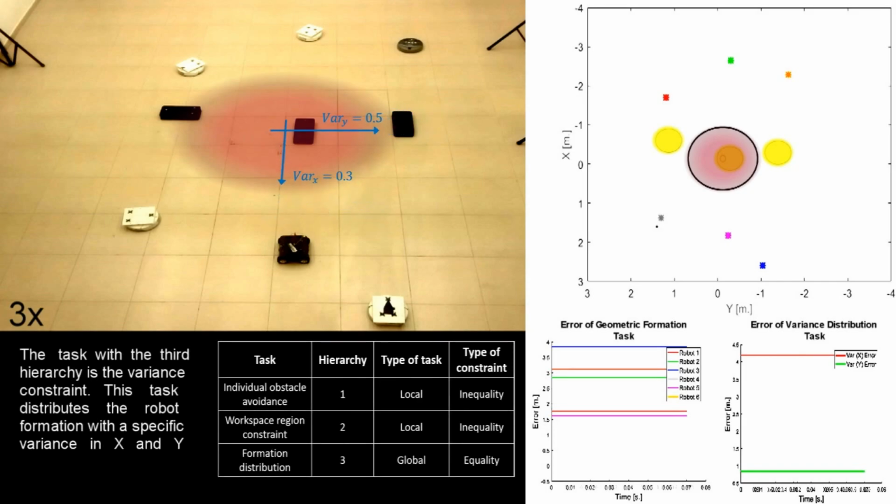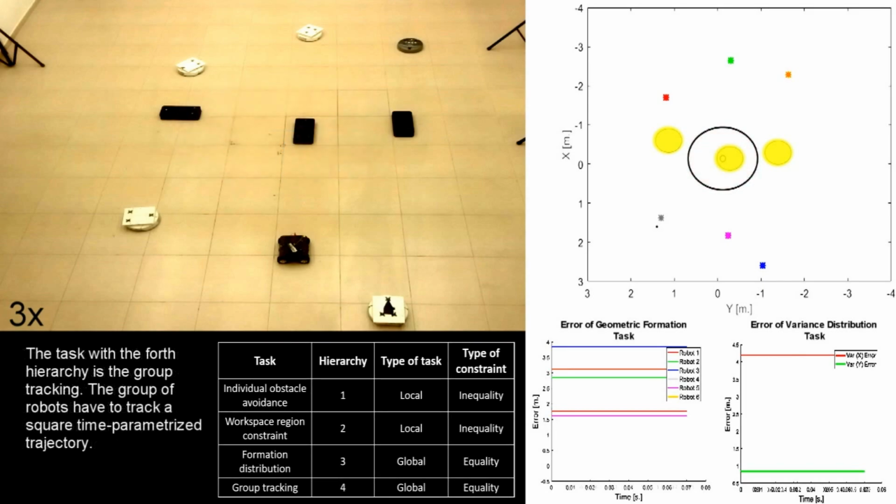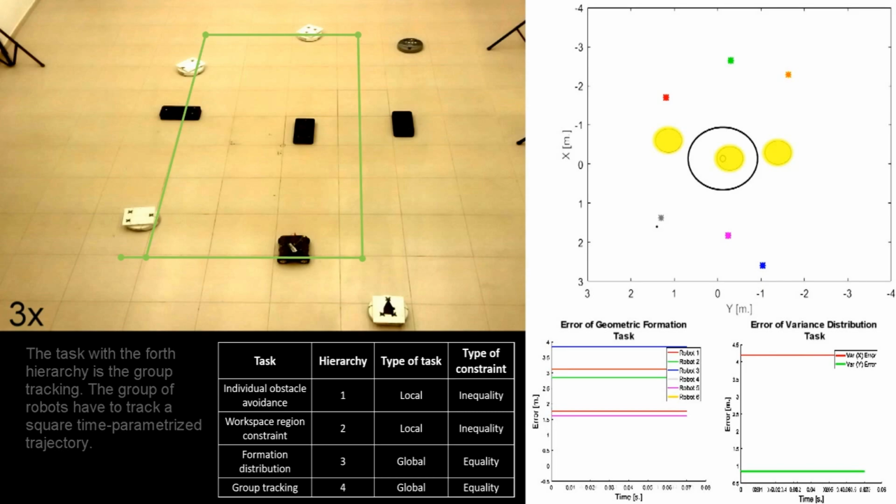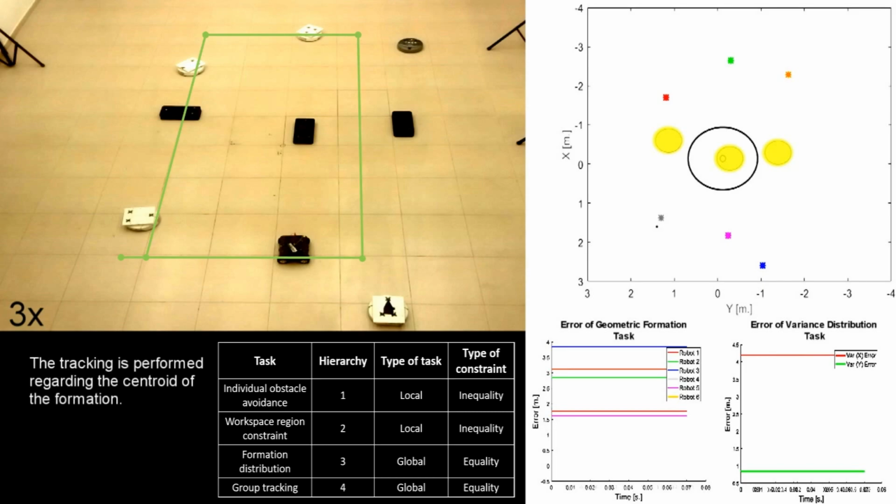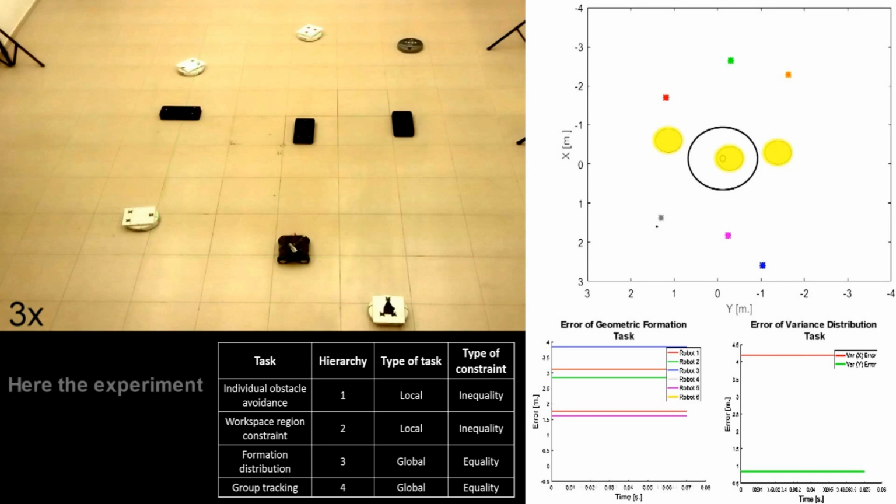The task with the third hierarchy is the formation distribution. This task distributes the robot formation with a specific variance in x and y. Finally, the task with the fourth hierarchy is the group tracking. The group of robots have to track a square time-parameterized trajectory. The tracking is performed regarding the center of the formation. Here is the experiment.